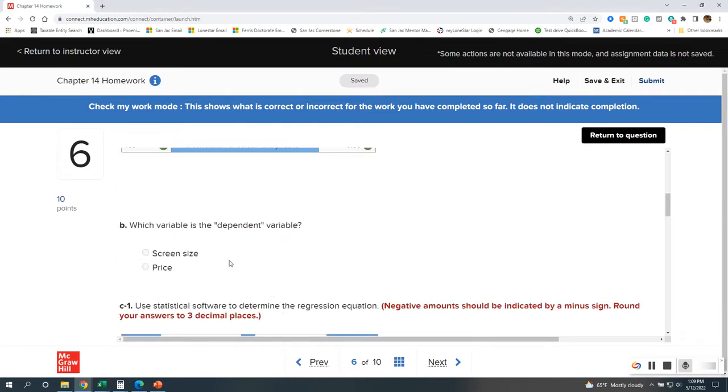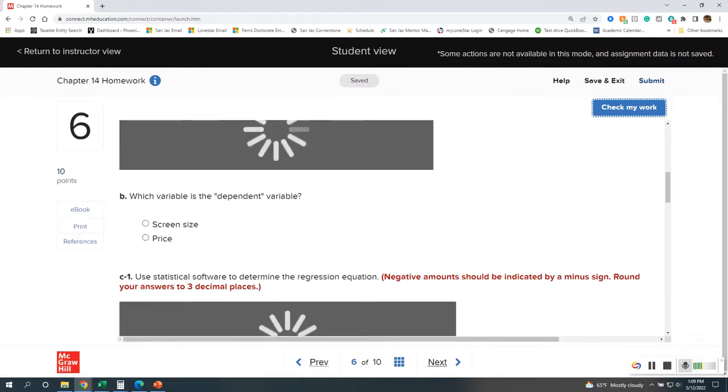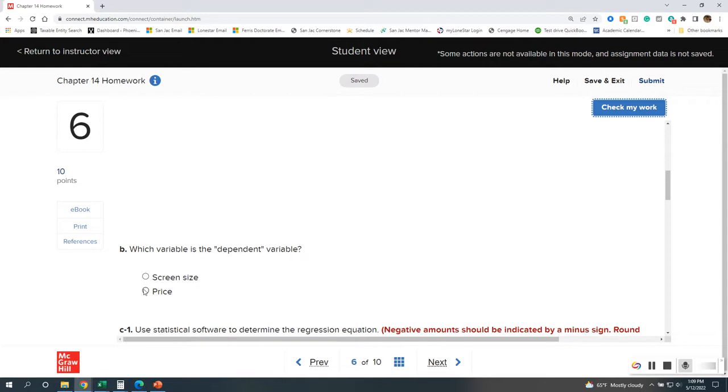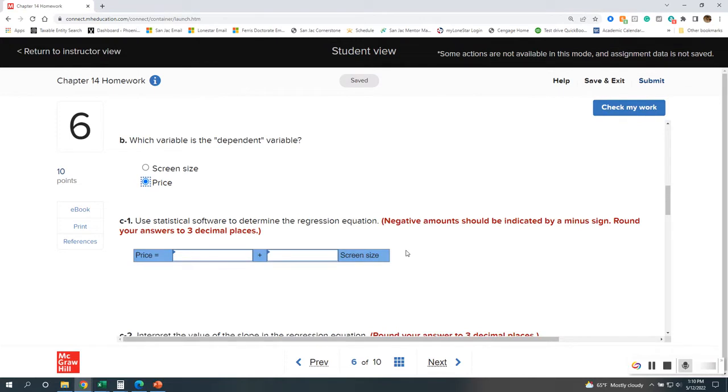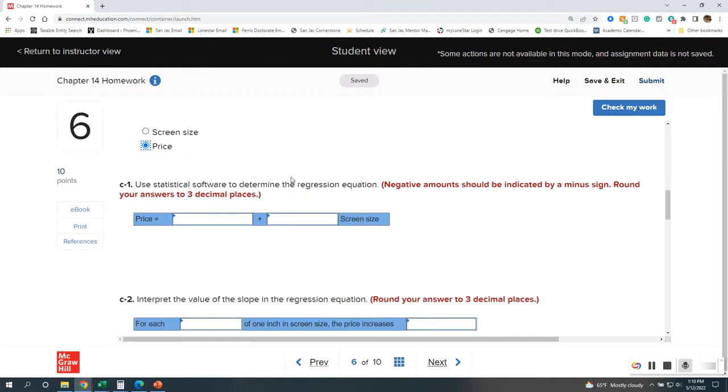Okay. Which variable is the dependent one? So, of course, price has to be, because that will vary on the screen size. We all know this when we go shopping at Walmart or any other electronic store. The bigger the screen size, the more it costs. And it also depends on the maker.